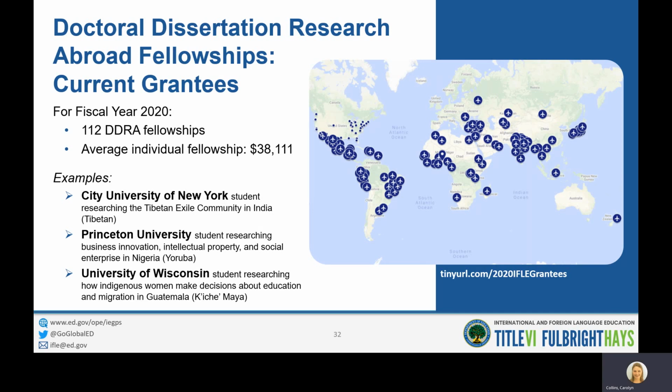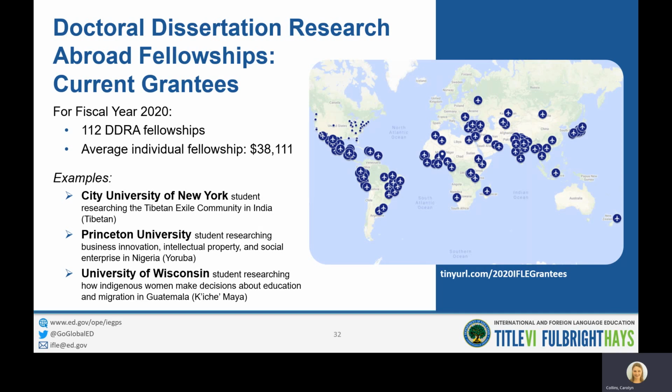DDRA fellows are doing their research abroad all over the world. This map you'll see is covered with dots. The big dots with the airplane icon represent the actual fellows who are abroad doing research. And the smaller dots that you see more in the United States, those are the home institutions. For fiscal year 2020, we have 112 DDRA fellowships. So that's 112 students who are actually being funded to do research overseas. The average individual DDRA fellowship is approximately $38,111.